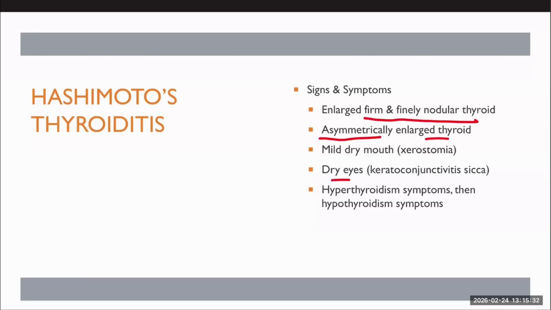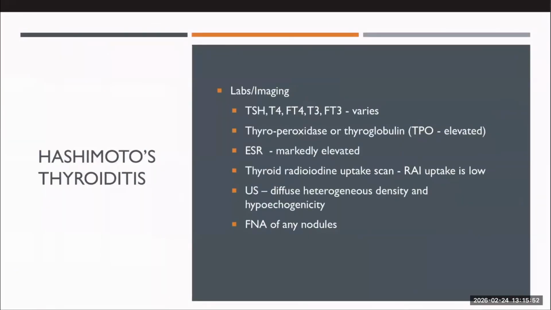Mild dry mouth, dry eyes. At first, they are hyperthyroid, and then they become hypothyroid symptoms. So they'll have the tachycardia, the sweating, heat intolerance, and then gradually it'll go the other way, cold intolerance, bradycardia, and cool hands. Labs and imaging, these all vary because of what stage you might be in the Hashimoto's. So remember, it starts off as high. So your TSH will be low, free T3, free T4, all that stuff will be high. And then as you go to hypothyroidism, TSH goes up and the other labs go down.